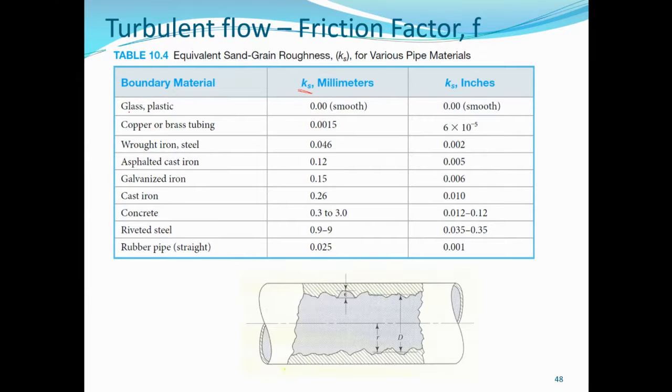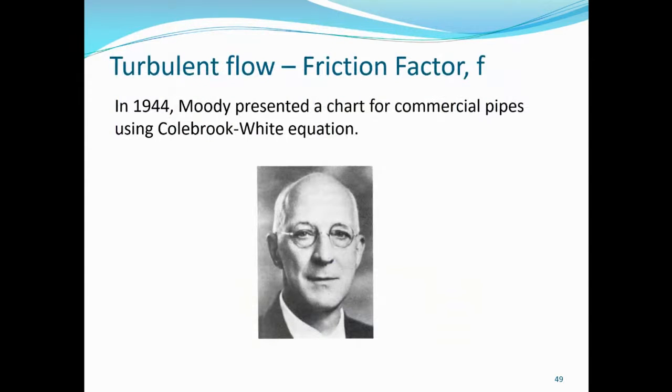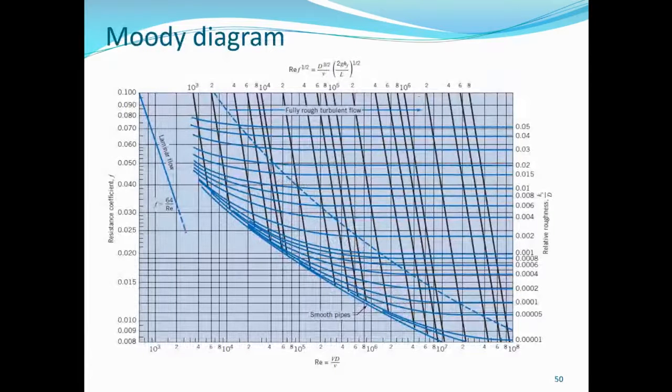To find the equivalent roughness: glass and plastic pipe, you can see, because it's very smooth, is 0. But others, copper or brass tubing, 0.0015. Others, you can see it increases. Riveted steel is very high, and concrete, you see, 0.3 to 3, very, very high relative roughness. So that means the friction factor, the shear stress, the head loss is going to be very high in that case.